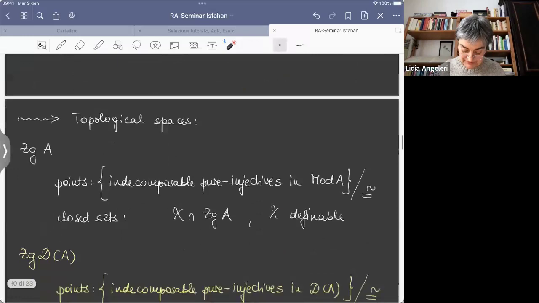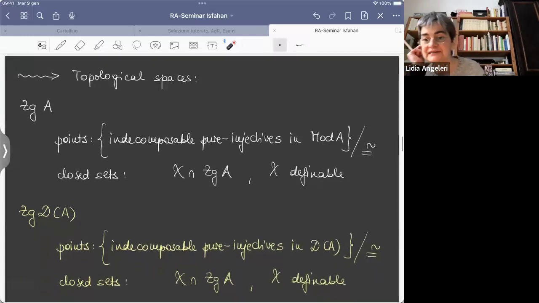And then with these notions, we can form two topological spaces, namely one, which is the Ziegler spectrum of the module category. And the points here are the isomorphism classes of indecomposable pure injective modules. And the closed sets are formed by the indecomposable pure injectives contained in a definable subcategory.